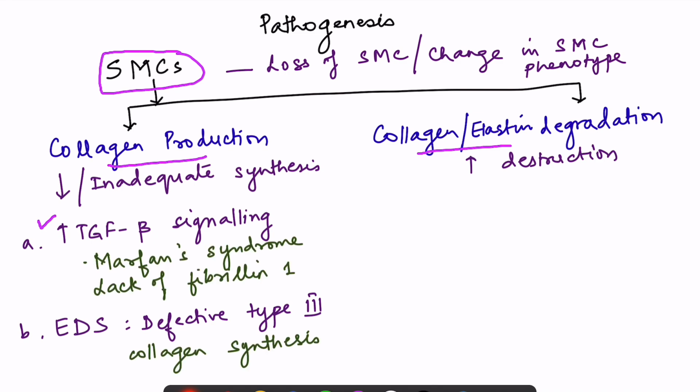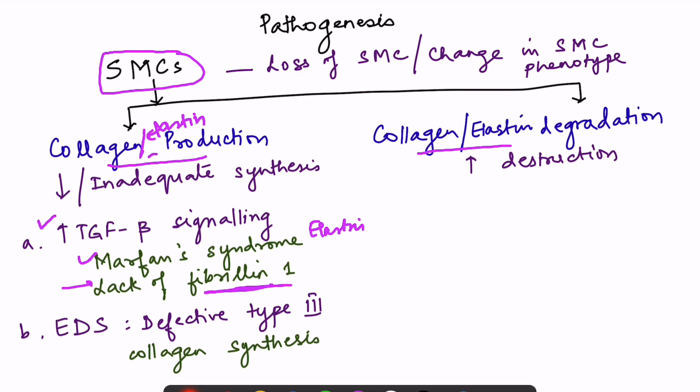For example, in Marfan syndrome. In Marfan syndrome, there is lack of fibrillin 1. Actually, there is decrease in elastin production, we can say, not in collagen. Both are important, collagen and elastin. And this fibrillin 1 is important for the cross-linking of the elastin which is produced. Okay, so fibrillin 1 is a scaffolding protein for the elastin. In Marfan syndrome, there is lack of fibrillin 1.